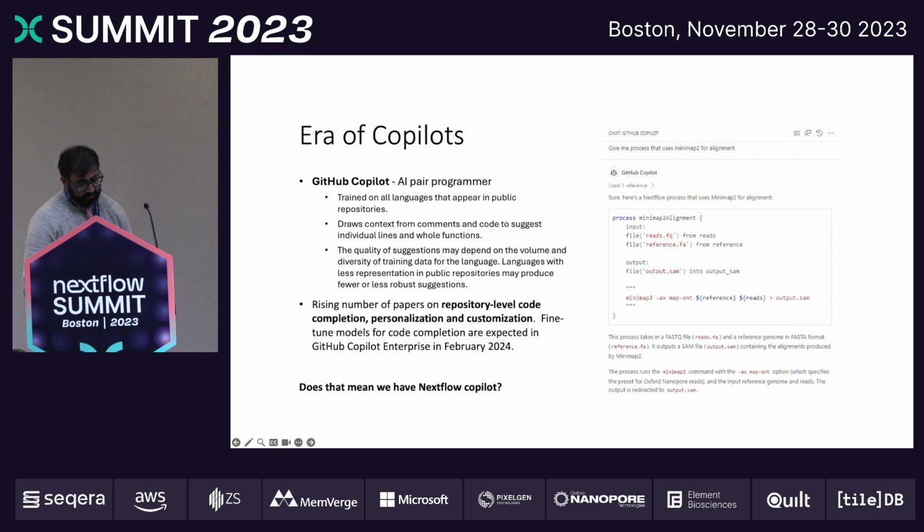But does this mean we actually have a Nextflow Copilot? Kind of. As you can see, if you ask Copilot, you could say, I want a Minimap2 alignment. It kind of gives you a stub of a Nextflow process. It's not great. It's not perfect. It's a hybrid between DSL1 and DSL2. It doesn't give you Docker images. It doesn't tell you all the options that you want. But if you didn't know where to start, it's as good as a template.